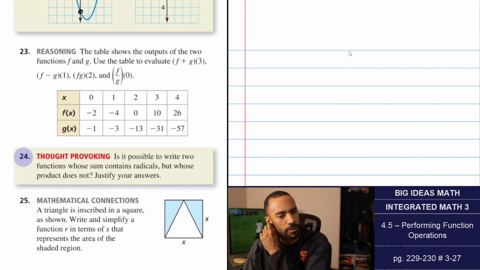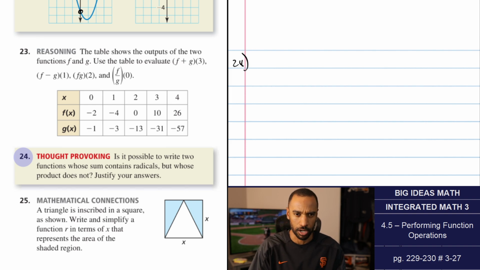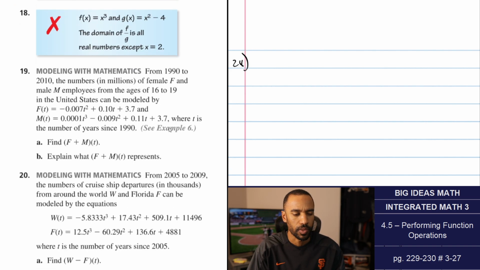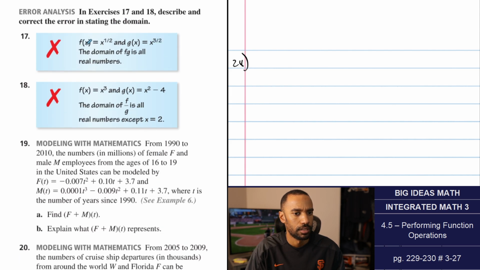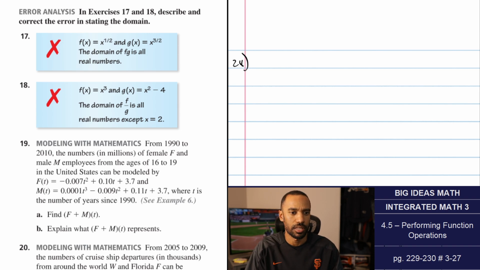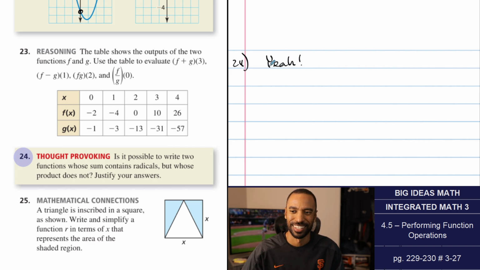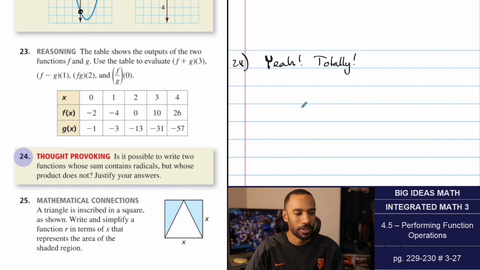Is it possible to write two functions whose sum contains radicals but whose product does not? Justify your answers. Sure, I think they brought one up. This number 17. Absolutely. So let's, the x to the 1/2 and stuff, I'll use square roots because they said radicals. Yeah, totally. All right, here we go.